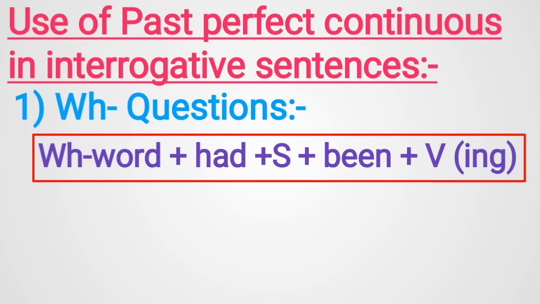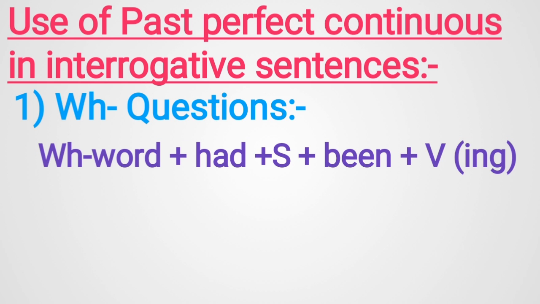Here you have to start your question with any WH word. Then after the WH word you have to use had. Then subject and after that been. Again you can't use had been together. Okay, you have to place subject between had and been here. Then finally verb with ing form, then remaining part of the question, and then question mark at last. Okay, let's have some examples of it.